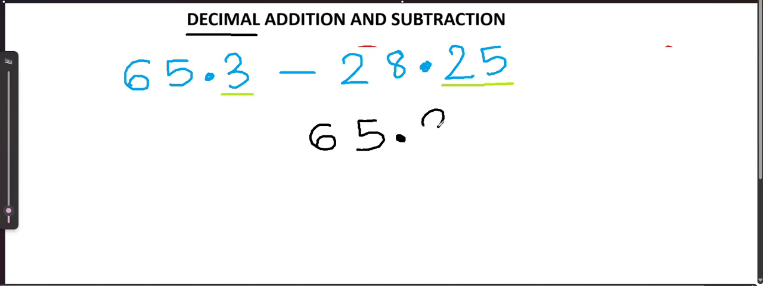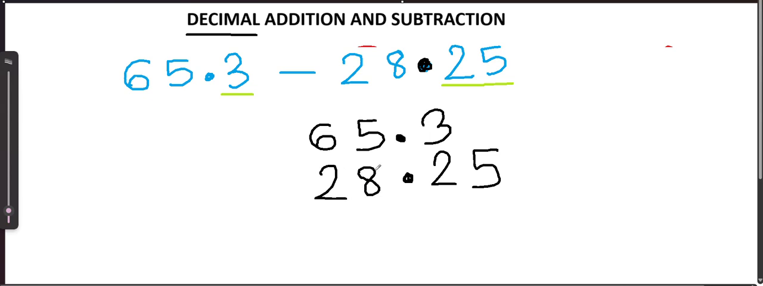65.3 is greater than 28.25. So I'm going to write 65.3 at the top. Putting this decimal underneath this decimal, I write the 25, I write 28. My question writing is complete with a 0 over here. Now I'm supposed to do the subtraction. So let's do the subtraction.